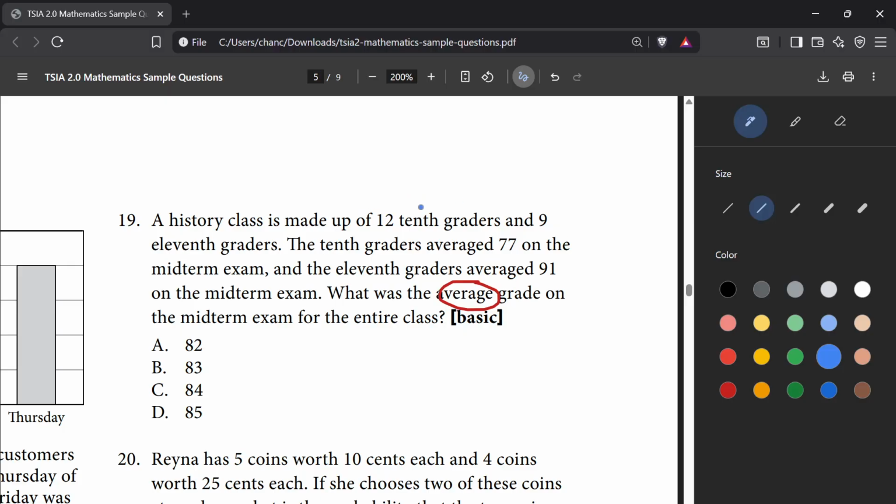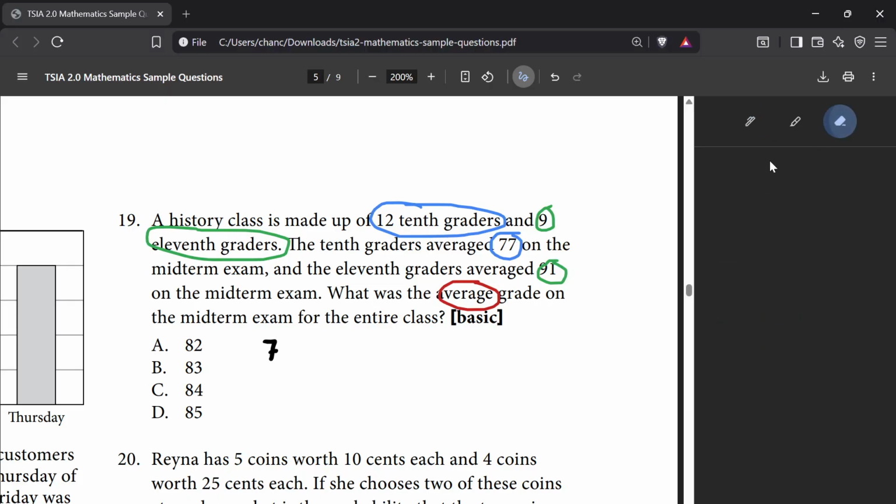We've got 12 10th graders in blue, and the 10th graders scored an average of 77. And then I will do our 9 11th graders in green, and they scored an average of 91. The 11th graders did better than the 10th graders. So I can just take a moment to assume that all the 10th graders made the same grade. So we're going to have a 77. Actually, let me do that in blue.